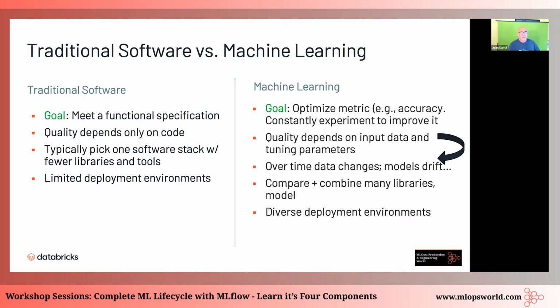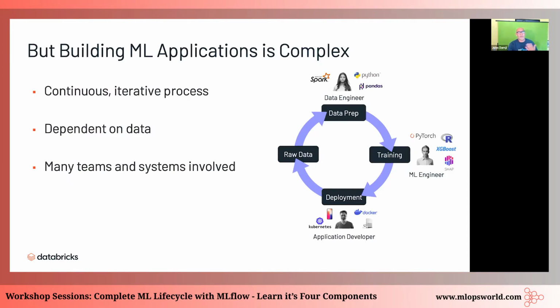And so if you look at the traditional application building cycle, you have your quintessential data preparation, and then you have training and deployment and your raw data. And this is a continuous, iterative process. And at each stage, there are different things that you worry about.